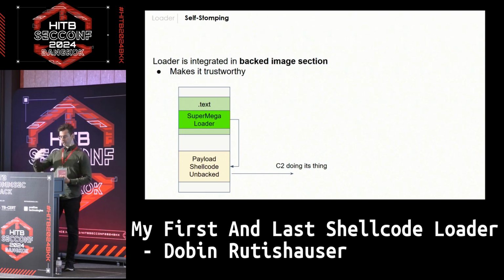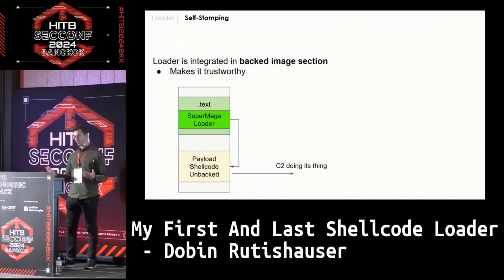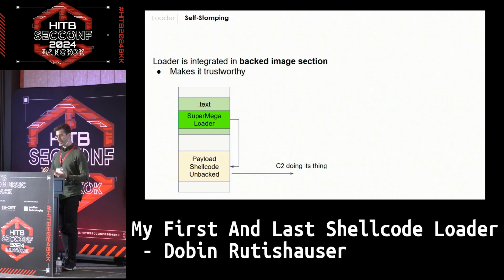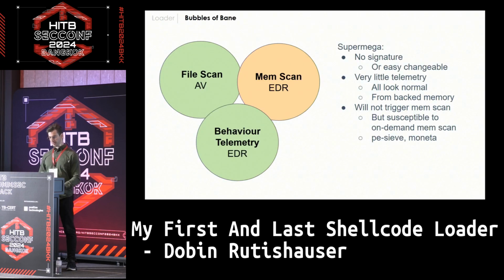The loader, as it is injected into the text section, is backed memory, so it will not be looked at so much by the EDR, only what the payload is doing afterwards is more dangerous. But the loading thing is actually not that bad. So basically my bubbles of pain: the file scan is clean, there's nothing to identify. I try to avoid as much telemetry as possible, so the behavior analysis doesn't work. The memory scan I avoided, but some companies, which I also know, do an on-demand memory scan, like once a day or once an hour, where they use PE-sieve or Moneta to scan for malicious things.